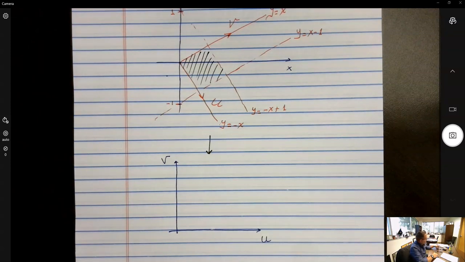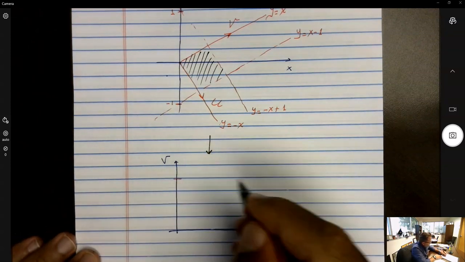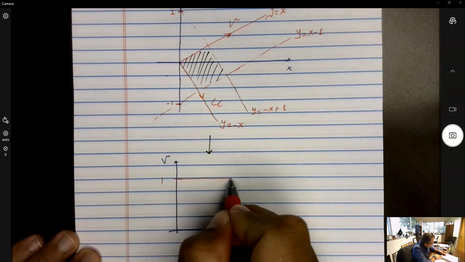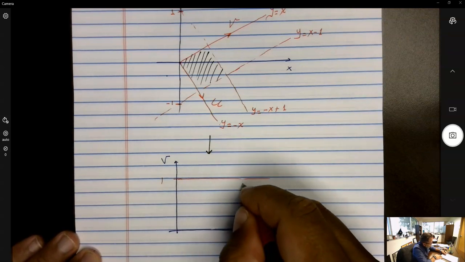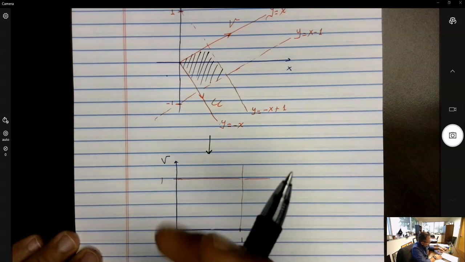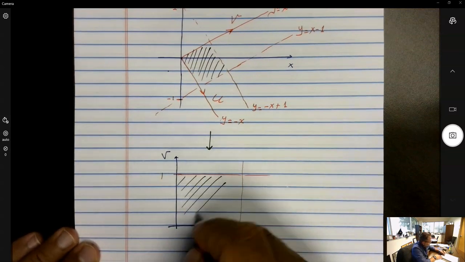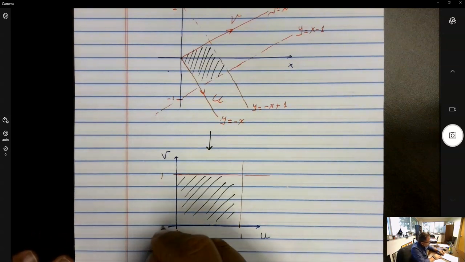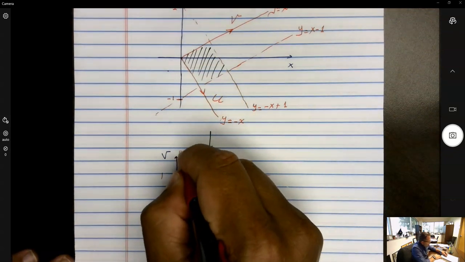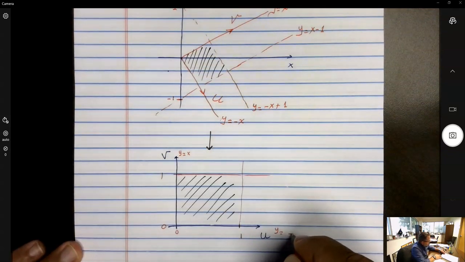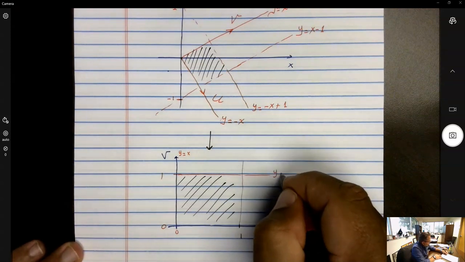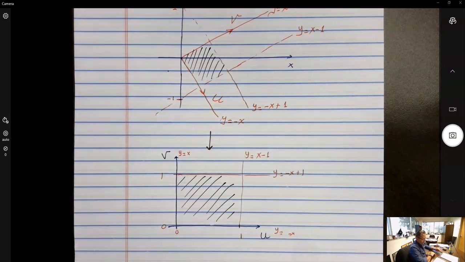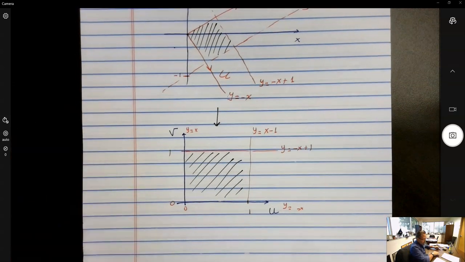So in this coordinate system, this shaded area here is the area of interest. This will go from 0 to 1, and this will go from 0 to 1. This is the line y equals x. This is the line y equals minus x. Well, this is the line y equals minus x plus 1, and this is the line y equals x minus 1.